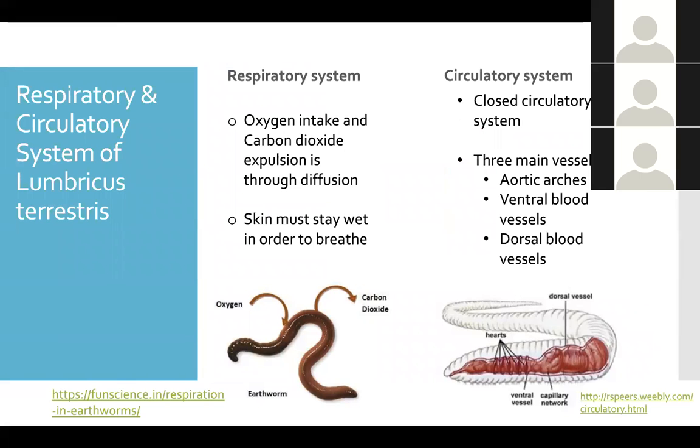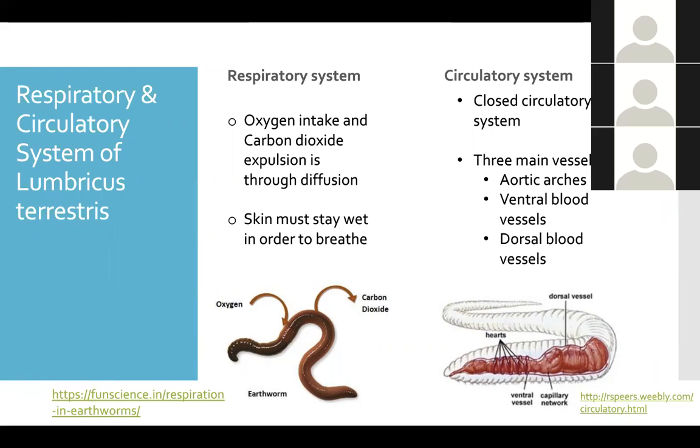The respiratory system and circulatory system of earthworms. The respiratory system works by intaking oxygen and expelling carbon dioxide through the process of diffusion. Diffusion in earthworms allows oxygen and carbon dioxide to pass through the thin cuticle of the worm's skin and into the cell membrane and to the cells themselves. In order for this process to work, the skin must stay wet in order to breathe because the mucus layer around them has to stay hydrated, because if they dry out, then this process will no longer take place and they'll suffocate.